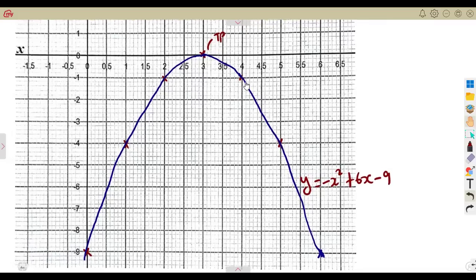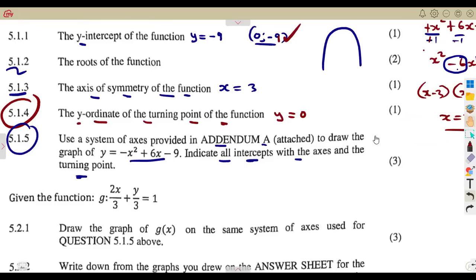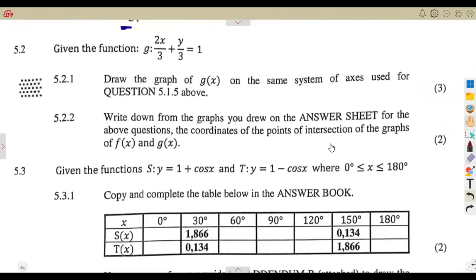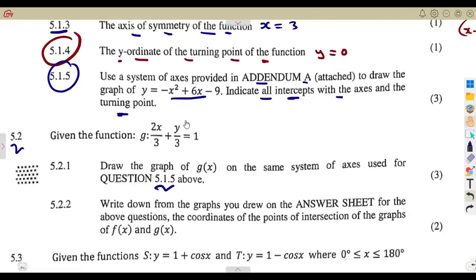So with this, guys, we can at least have a function which is proper, than just having 2 points. They were going to be complicated. Then on 5.2, you are given this time the function of g(x). Draw this function on the same axis used in question 5.1.5 above, on this one that we used there. Okay, let's see what we are given.